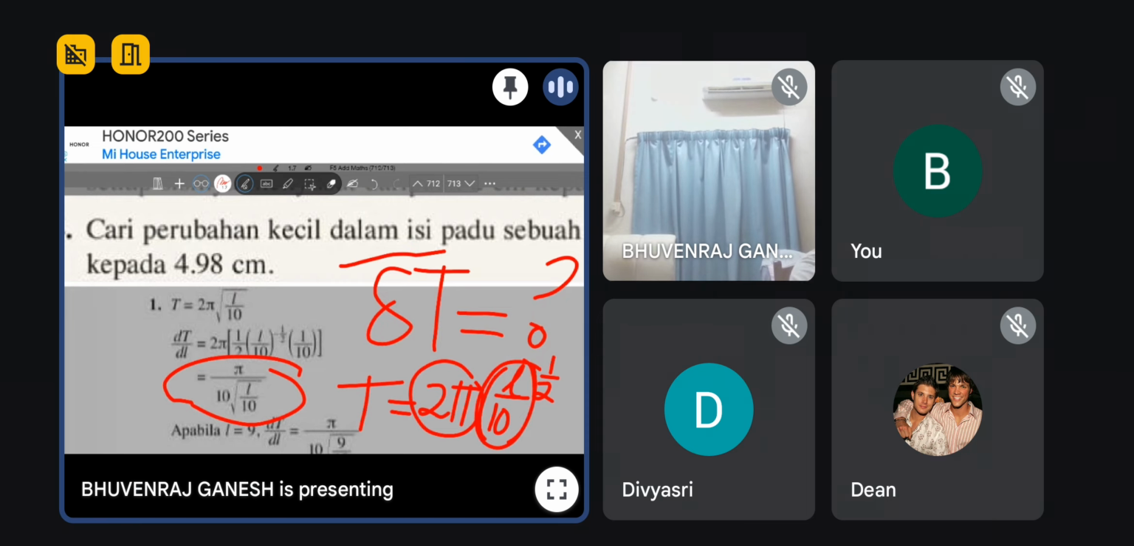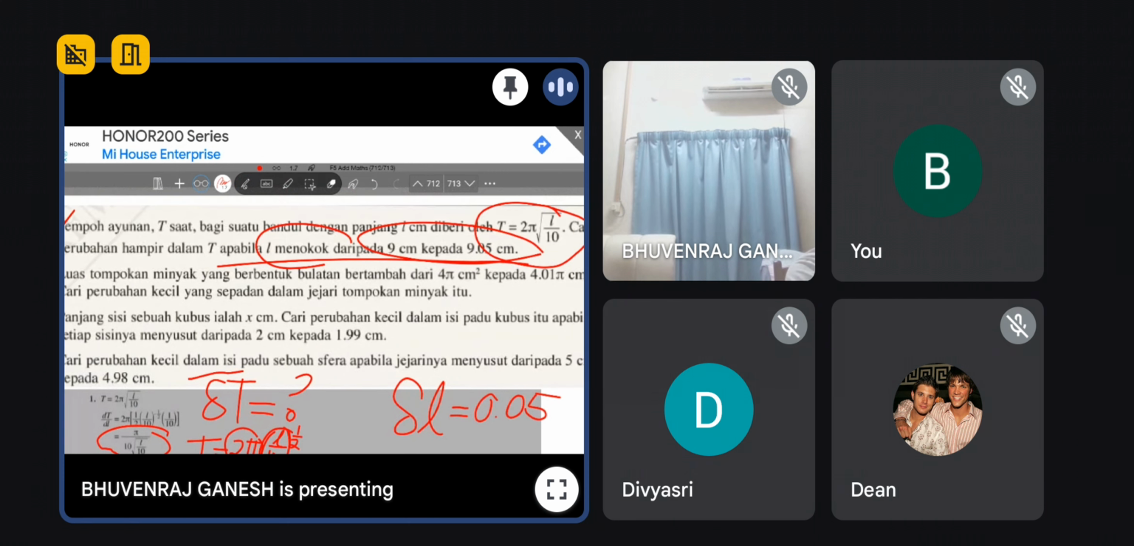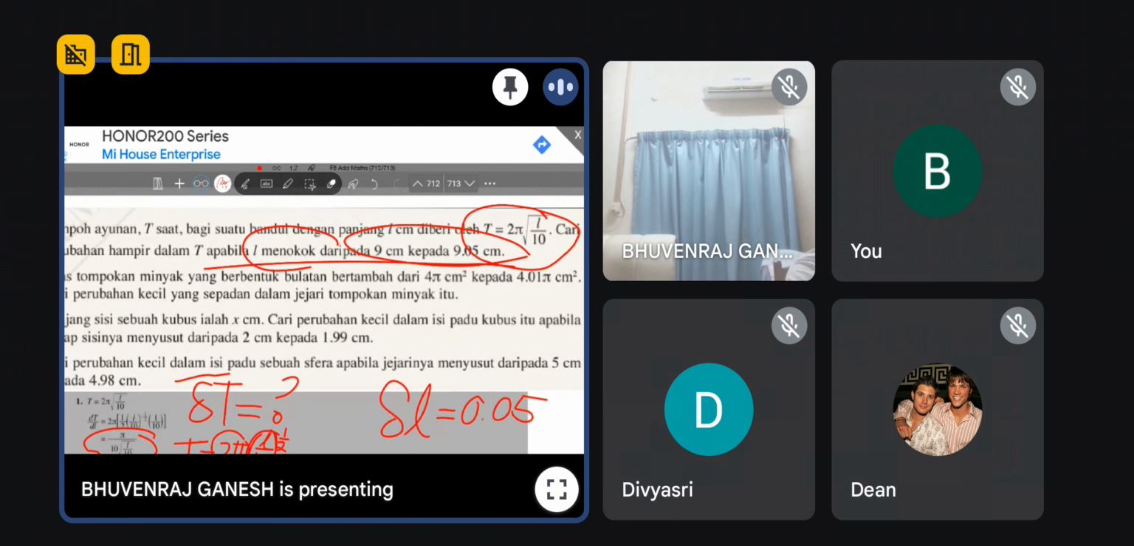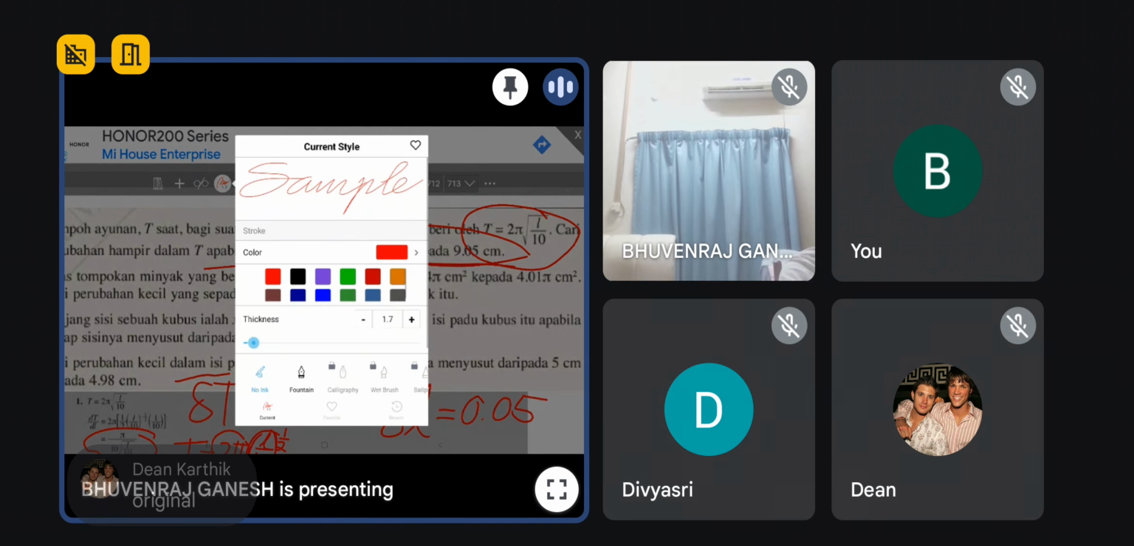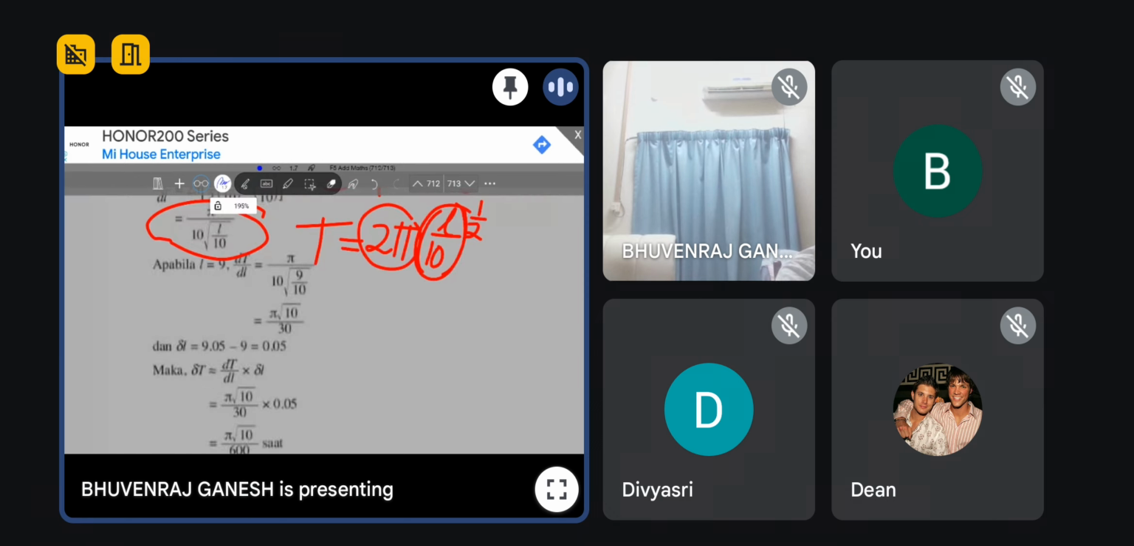So now guys, always remember your L value. What value do you substitute, guys? 9 or 9.05 for this question? Always we will substitute which value? Yes, we substitute the number 9 always, or in other words, your original value. Always remember to sub your original value. So then you will get this one.